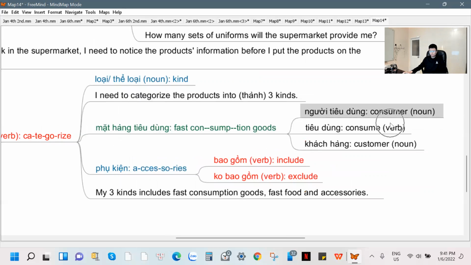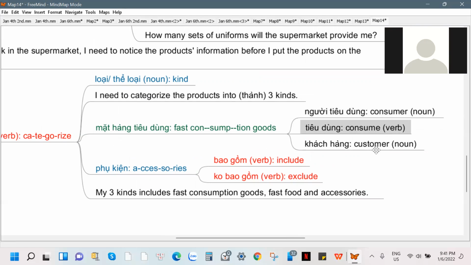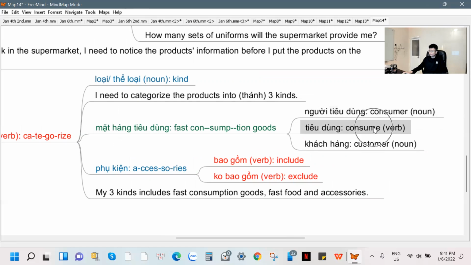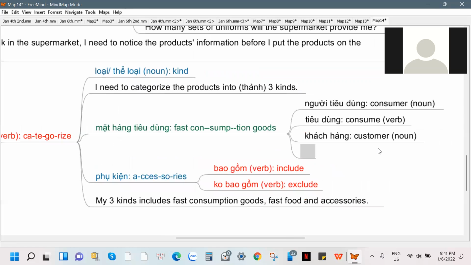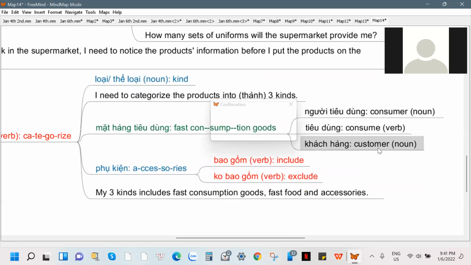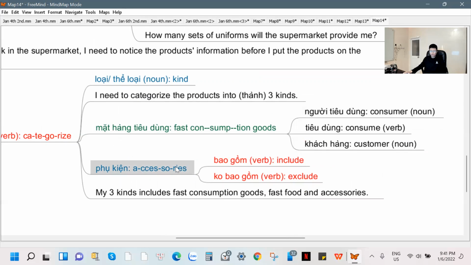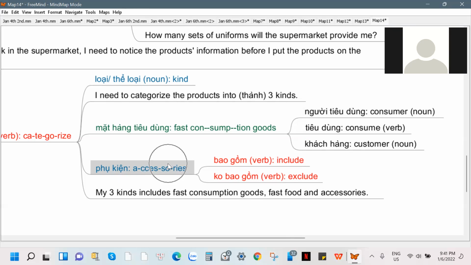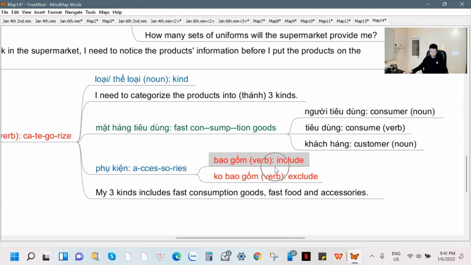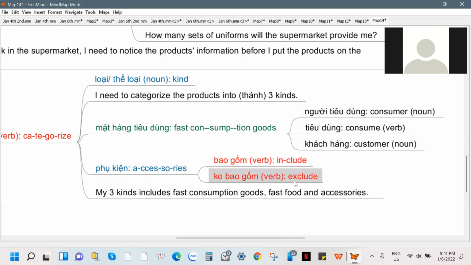Consumer. Consume. Customer. Accessories. Accessory. Include.